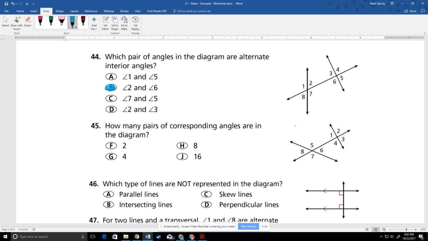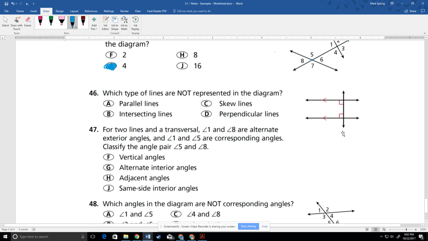How many pairs of corresponding angles in the diagram? So anytime you have a transversal with 2 points of intersection, 2 groups of angles, you're going to have 4 corresponding pairs of angles. You can name them if you want. 1 and 8, 2 and 5, 3 and 6, 4 and 7. So those are how many pairs, right? There are 8 total angles, but 4 pairs.